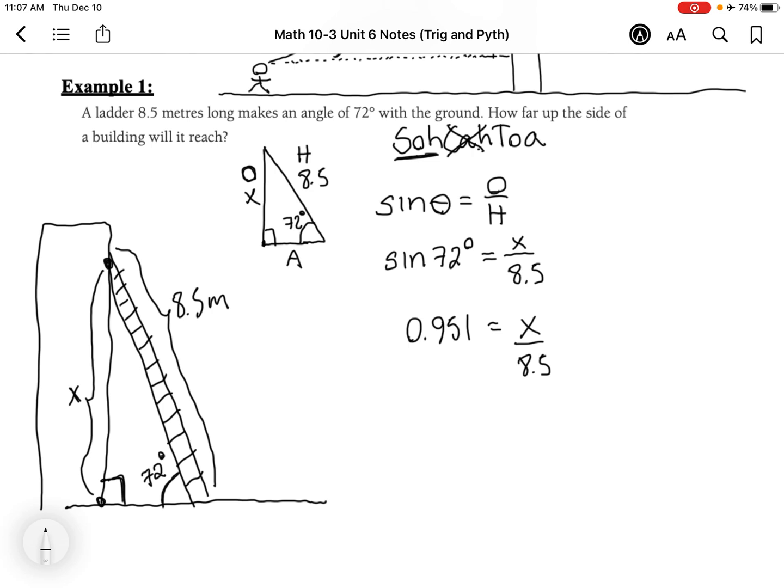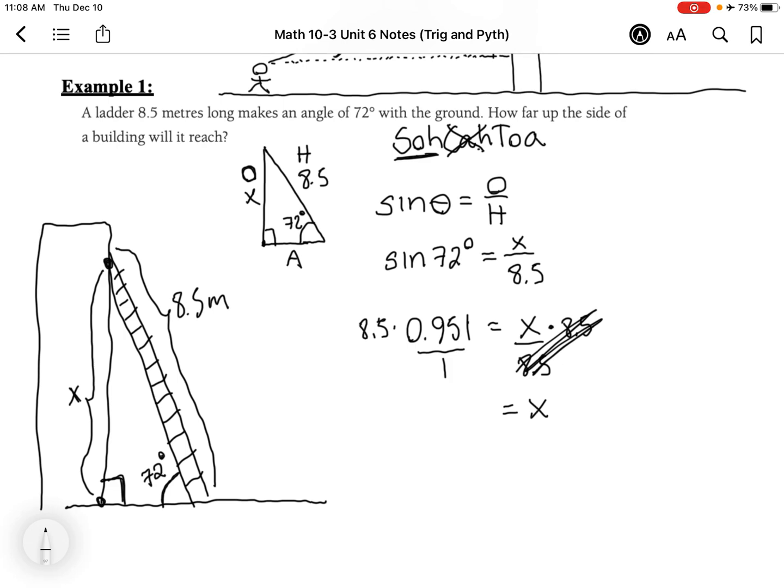And again, if you want to, you could put this over 1 so that it looks like all of those proportional reasoning equations that we've done earlier this year. Okay, and now to solve for x on the right, well, what are you doing to it? You're dividing by 8.5. How do you undo that? You multiply both sides by 8.5. So I'll do that on both sides. On the right side, the 8.5s cancel. So x is going to equal 8.5 times 0.951 divided by 1.